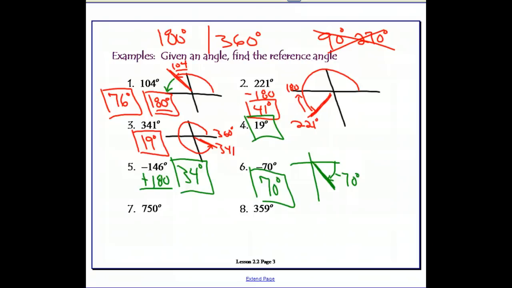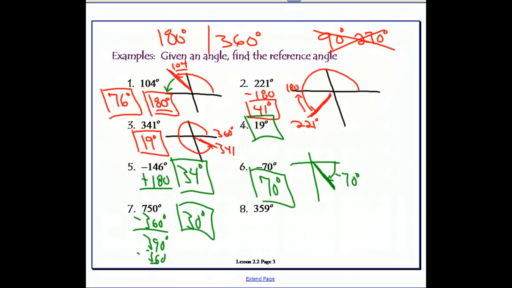What about 750? Well, first of all, it's too big. Take off a 360. Take off another 360. Well, actually, we'll do that one at a time. It's a little fast for you. Sorry. Take off a 360. That's one rotation. What's left? 390 degrees. Still too big. Take off another 360. What's left? 30 degrees. That's between 0 and 90. That is your reference angle.